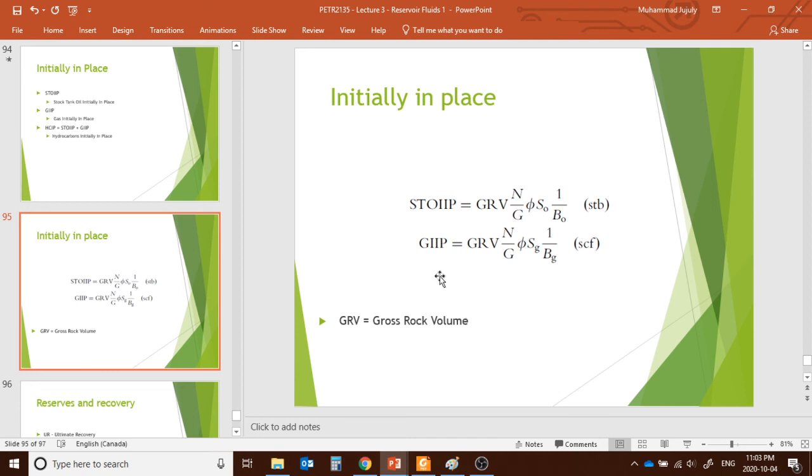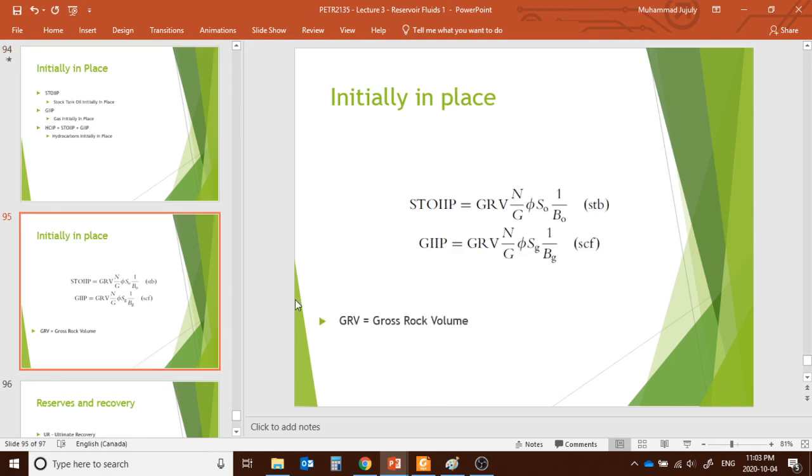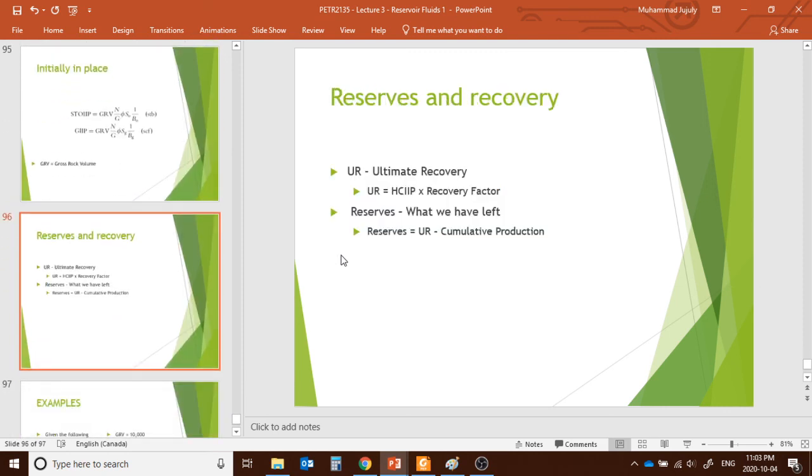We can calculate those using these two formulas. The stock tank oil initially placed, we can calculate by this. And remember, all these values we have seen before: B naught, S naught, and GRV. So all these values we already know from our previous slides, and here it's the same too. From there we can calculate the ultimate recovery, which is HCIIP times the recovery factor, and how much is left, or how much reserve.